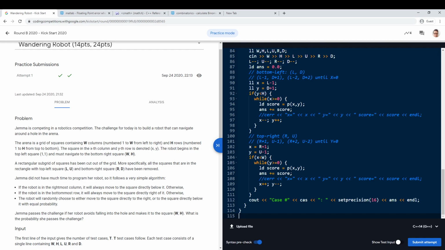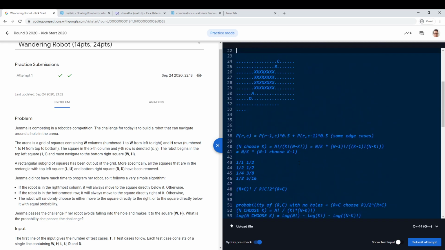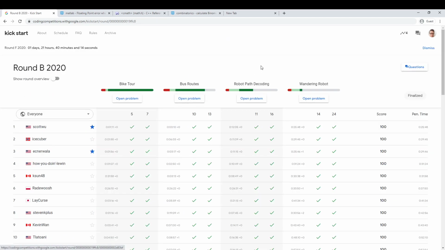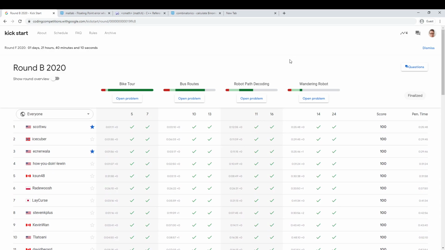And, you know, just add together these probabilities until you reach, I guess, the left edge and the top. So yeah, that's the problem. The coding, I mean, it's really a math problem, right? The coding is not bad, but it took me a while to think through it. Okay, so that is Kickstart 2020 Round B. So yeah, try it yourself.